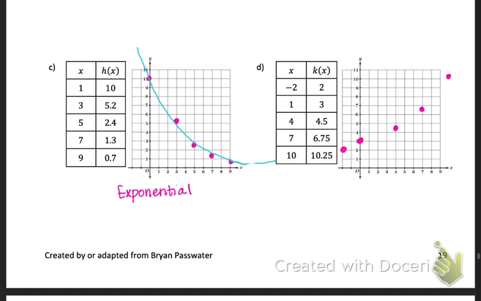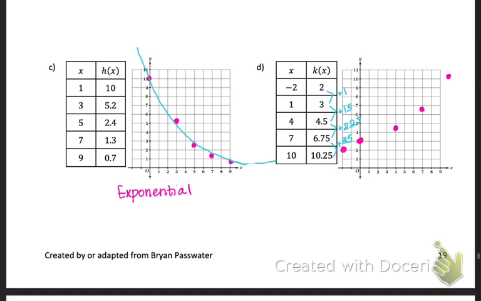Now on D, the graph looks like this. And we might look at this and say linear. But if we look at the rates of change on this table, we can see that we don't have a constant rate of change. We have an increasing rate of change, which could lead to quadratic, but without having more information, we don't know for sure.